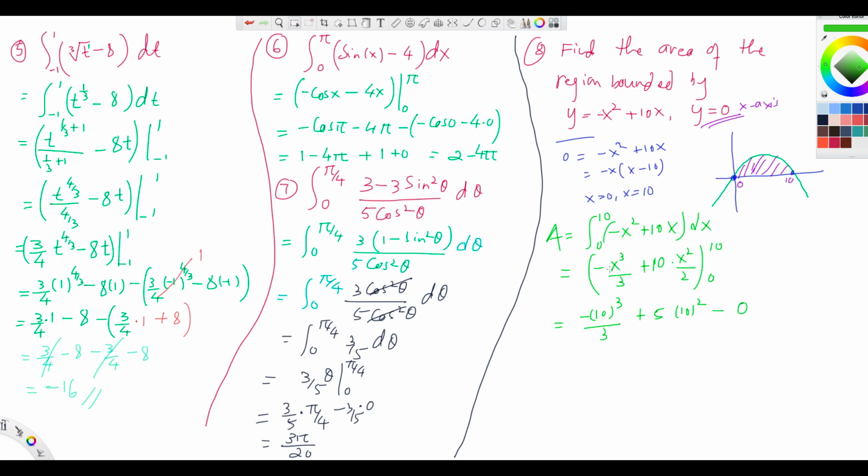When you plug in 0, both terms become 0, because both of them have x, right? So now what you do is negative 1000, since 10 cubed is 1000, over 3 plus 500. So if you use a calculator, you will get 500 over 3, or you can do it by hand, right? 500 is 1500 over 3, so 1500 over 3 minus 1000 over 3 is 500 over 3. Okay guys, so I will put more examples in the next video. All right.